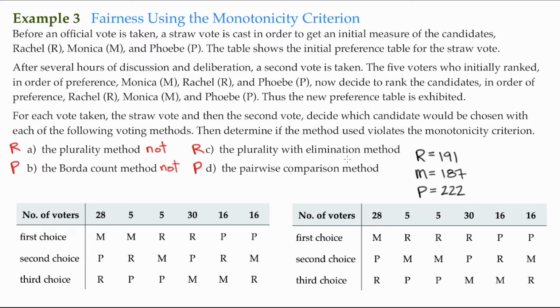Let's try the plurality with elimination method. So Rachel originally won the plurality method with 35 votes. She only gained votes, so she winds up getting more votes. However, that's not a majority. So again, we go through the process of eliminating whoever has the least amount of first choice votes. This time, it's Monica. So we eliminate Monica.